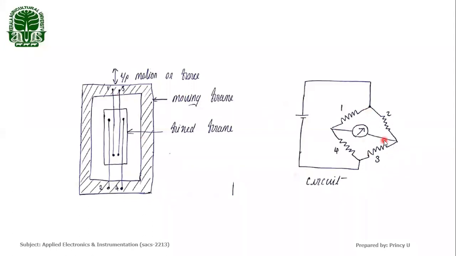The wires are connected in a Wheatstone bridge arrangement, and with this type of transducer one can measure very small motions, up to 0 to 50 micrometer displacement. To measure very small forces we use unbonded strain gauges. These transducers may be used to measure force, pressure and also acceleration.